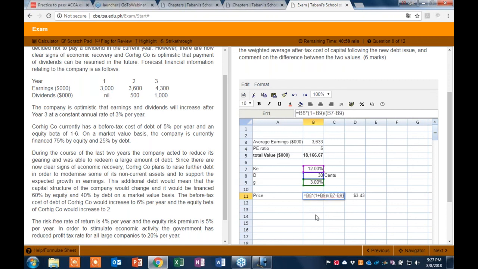So here is the formula. We'll start the same question again tomorrow.